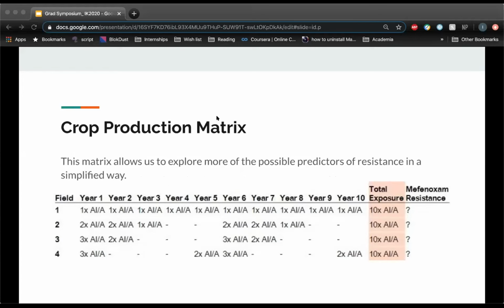You can see here that all of the fields have the same total exposure, but we're ignoring crop type and other management practices. So the question that we would pose here is, which field is most likely to develop pesticide resistance? Does annual exposure matter or not?